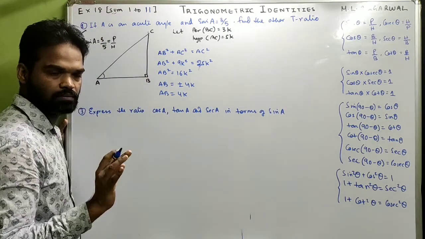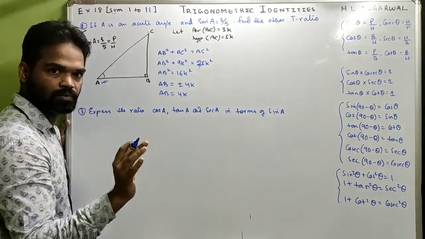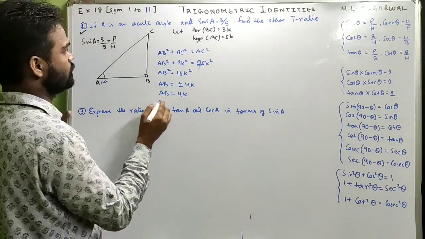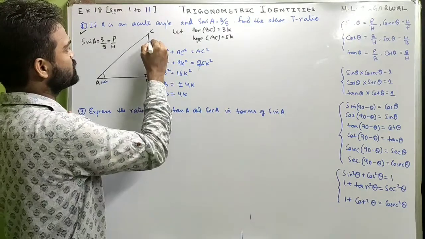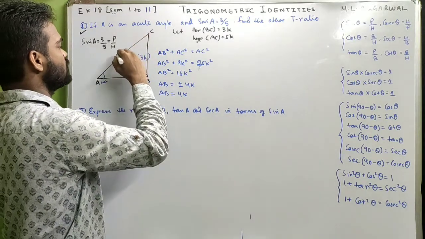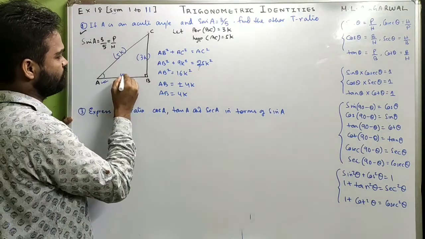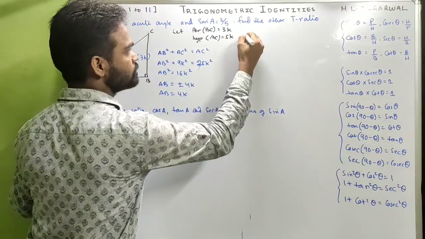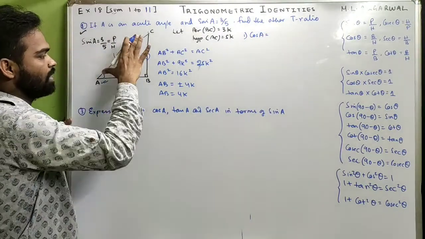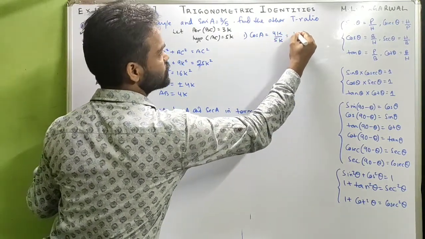And remember, for an acute angle, which in this case was A, the T ratios are always positive. Am I clear? Now, the perpendicular is 3k, just look over here. Hypotenuse is 5k. Okay, and the base is 4k. Now, I'll find the T ratios. Cos A is base by hypotenuse, which is 4k by 5k, which is 4 by 5.